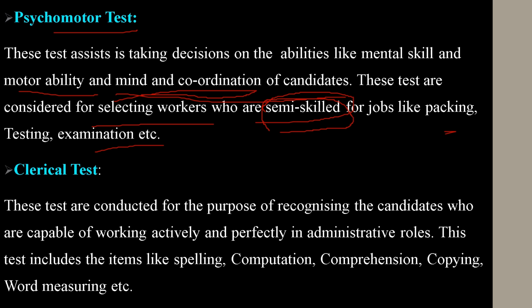They are being selected for a repetitive operation. So for those kind of people, we select for repetitive operations like for packing, testing the things, examinations, etc. For this type of work, you need to be very careful, right? So this is psychomotor test.